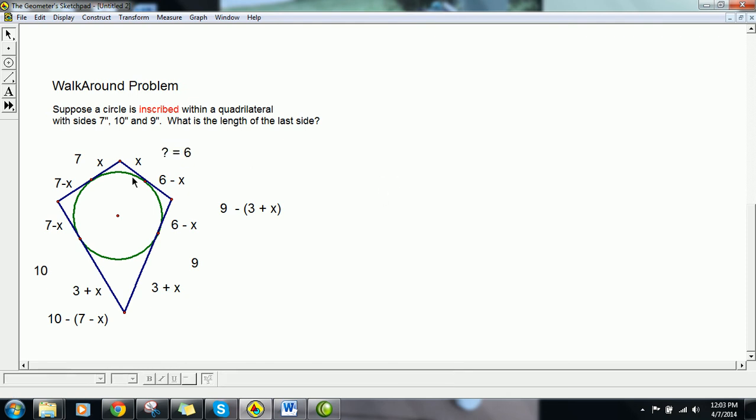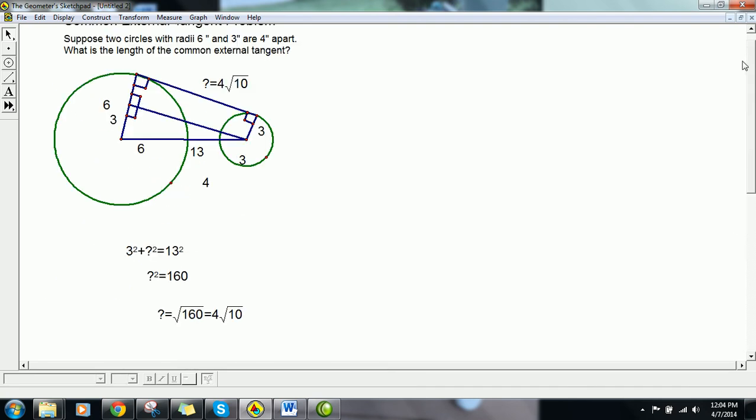Okay. So we just work our way around using the two-tangent theorem. Those are equal. Again, using the two-tangent theorem, those are equal. Two-tangent theorem, these are equal, etc. And we work our way around, starting with part of the side we're looking for, all the way around. And then we just add these two pieces together to get the whole. And if we're doing it right, the x's will cancel one another out. Okay? So that's a walk-around problem.